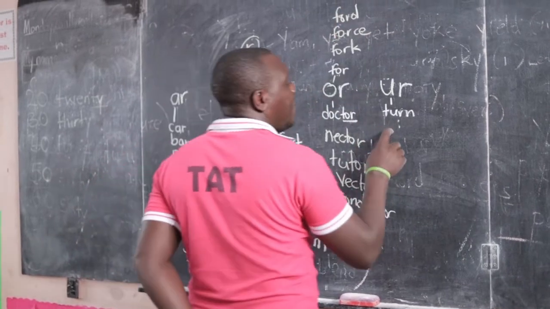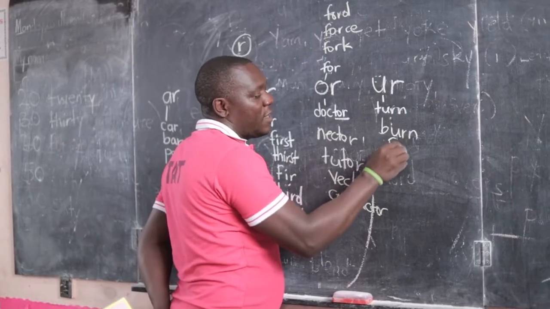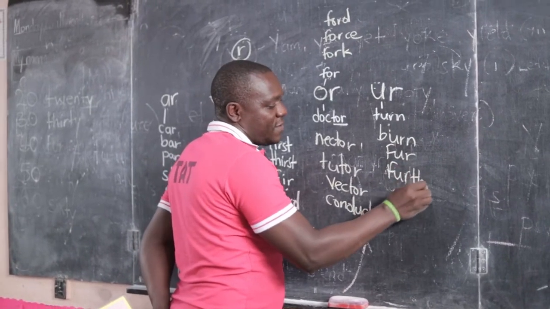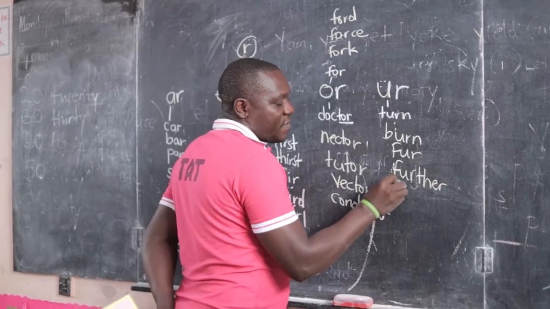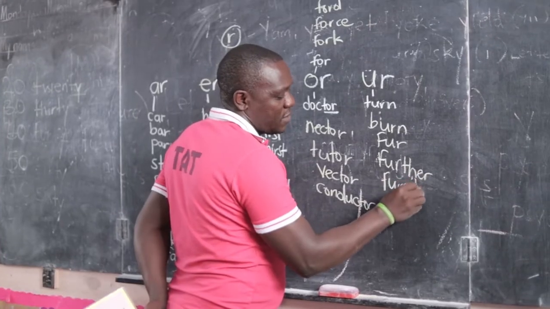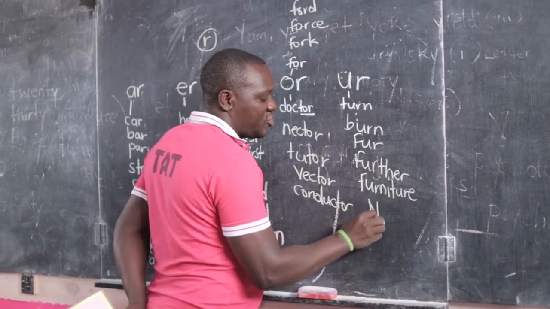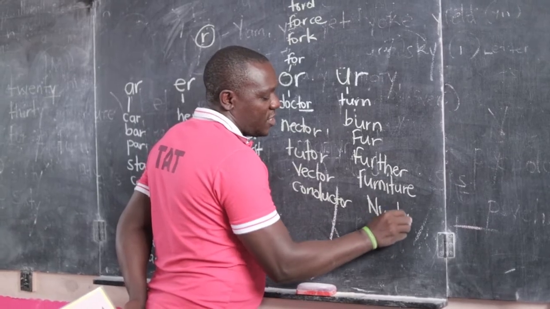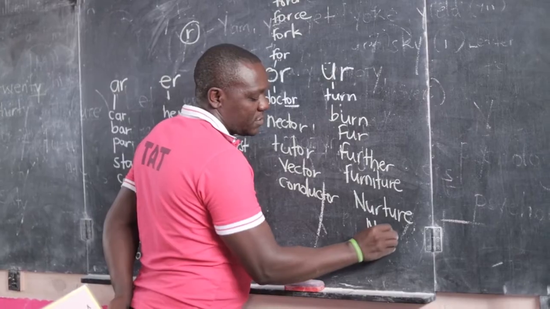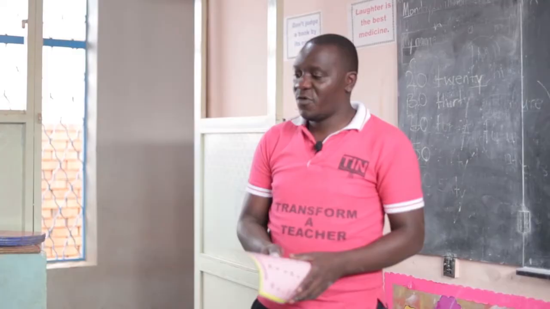Now this is the R for ban, far, father, furniture, future, nature, nurture, nurse. Thank you, members.